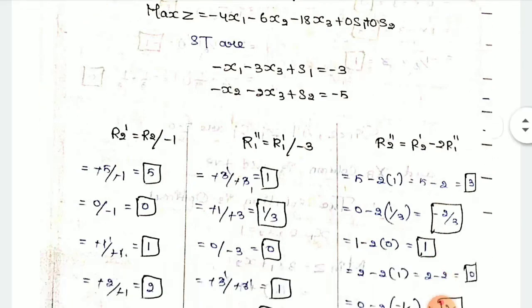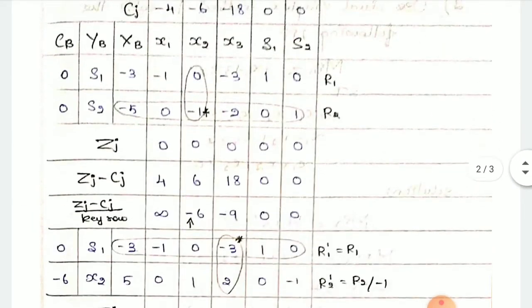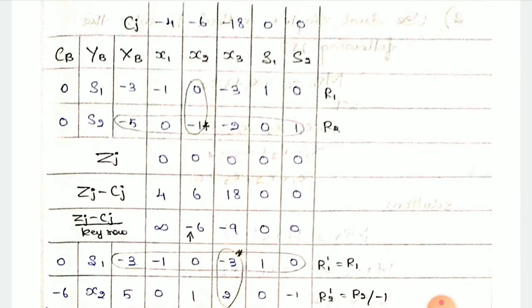Now we have to come up with the initial table. In the YB column you have to write s1 and s2. The next one is the CB column, where you write the coefficients of the objective function: 0, 0. The XB column is the right hand side value of the constraint equations: minus 3 and minus 5. In the Cj row you write the coefficients of the objective function: minus 4, minus 6, minus 18, 0, 0. Next we fill the initial table using the constraint equations.